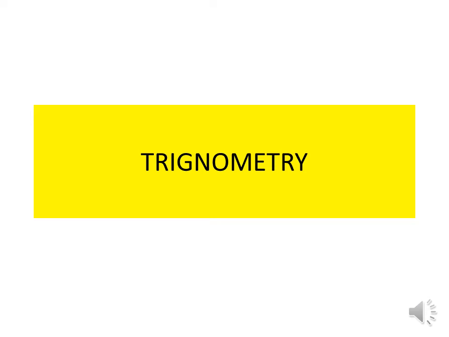Hello students, now we are going to discuss trigonometry. The word trigonometry defines that it contains three things. Tri stands for triangles, gono means geometry, and metry means measurement of triangles.